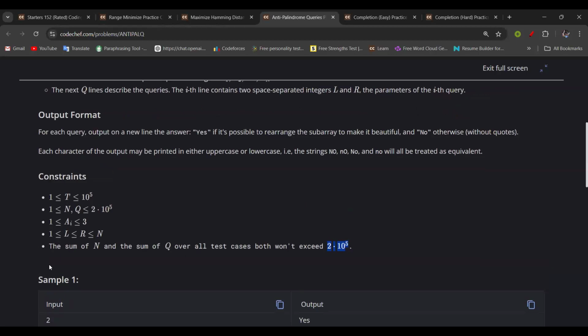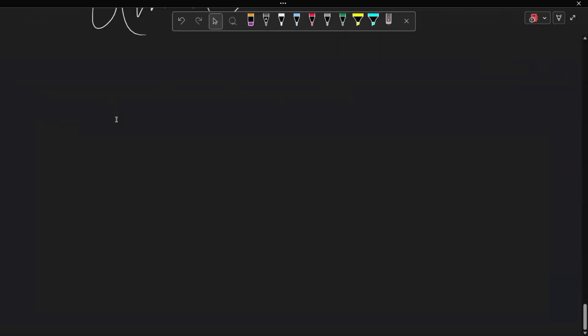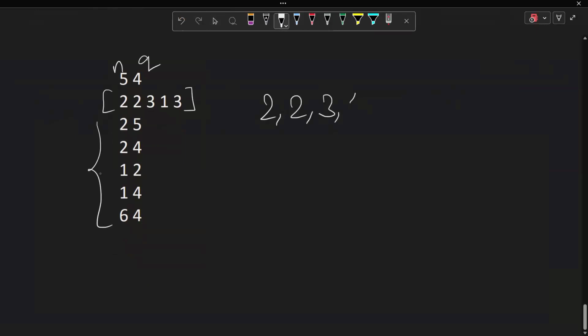So let's look at the first test case. This is N, this is Q. This is the array that we are given, which is 2, 2, 3, 1, 3. Now you have these Q queries. In the first query, this is your array 2, 2, 3, 1, and 3. L and R are given in one-based indexing. Now take the subarray from 2 to 5.